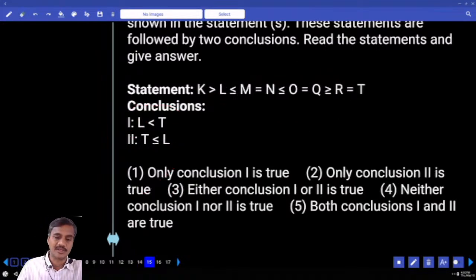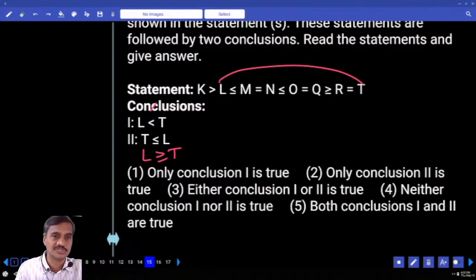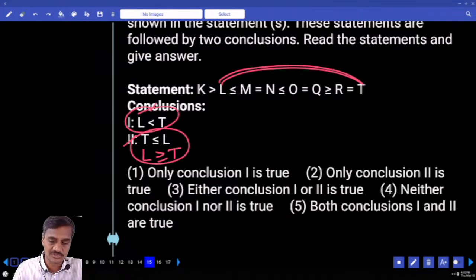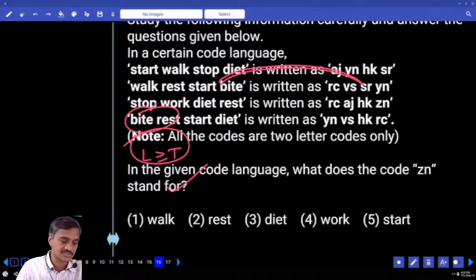The next one, L and T. Now L lesser than T. In this case, L greater than or equals to T. All the three symbols were there between these two letters L and T. In order to get either or, the relation between L and T must be opposite symbols. Here between L and T there are two opposite symbols, either lesser than or greater than or equals to. And second, it is either 1 or 2, choice 3. And that was the 15th one.